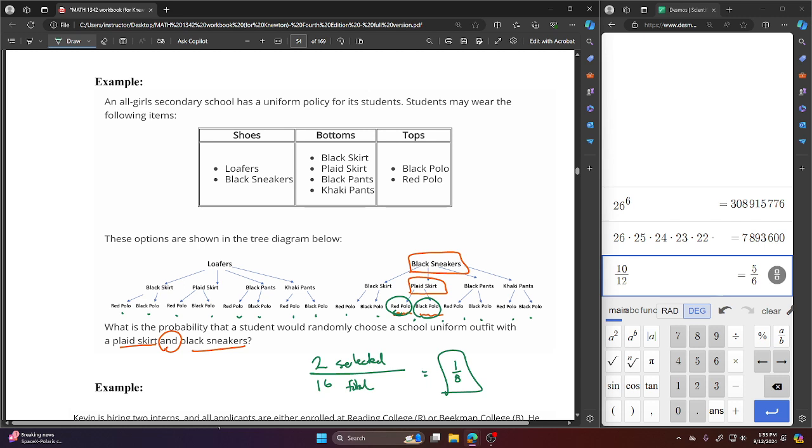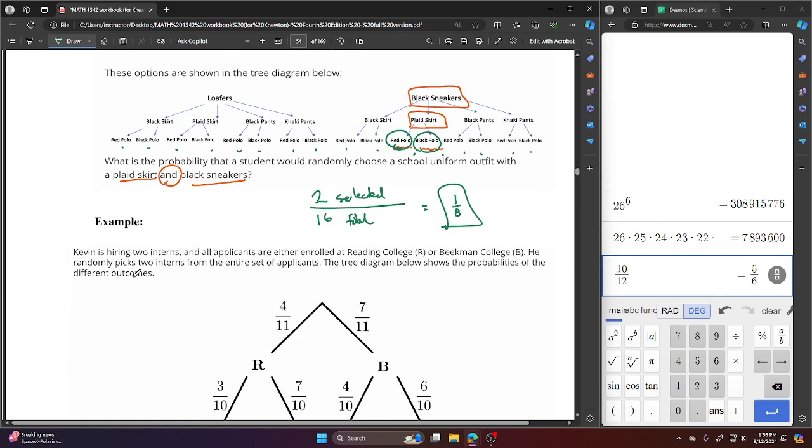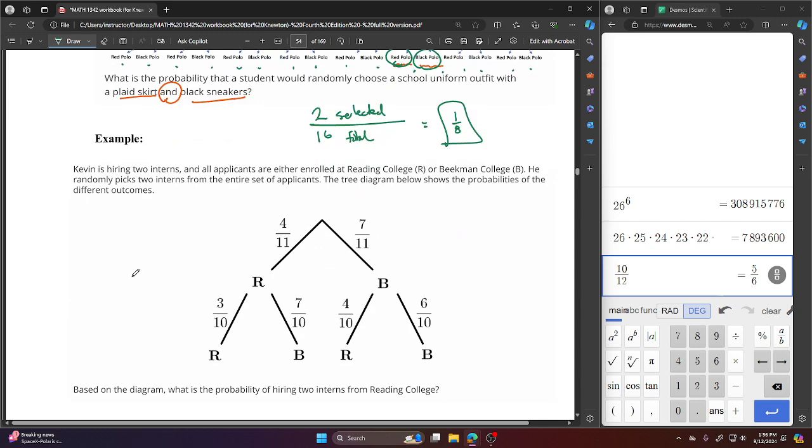On these questions, yes. There's other ones like this with restaurants, I think, and hardware stores. Very weird. So, yes, you will see the tree just like this. So here's another tree. This one's different. It has these little probability lines here, but we're going to get through it. Kevin is hiring 2 interns. All applicants have reading and whatever. Here's a tree.